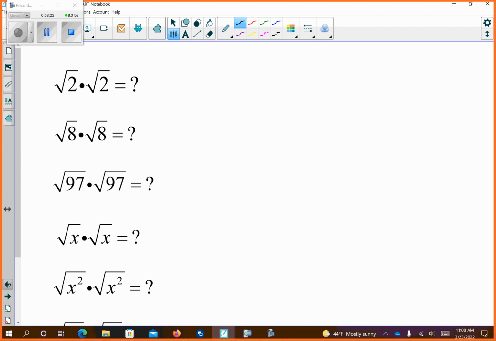Let's see if we can find a pattern. If I go root 2 times root 2, I get root 4. What is root 4 equal to? 2. If I go root 8 times root 8, I get root 64. What's root 64 equal to? 8. If I go root 97 times root 97, I get huge. What's the pattern? It just comes out to 97.